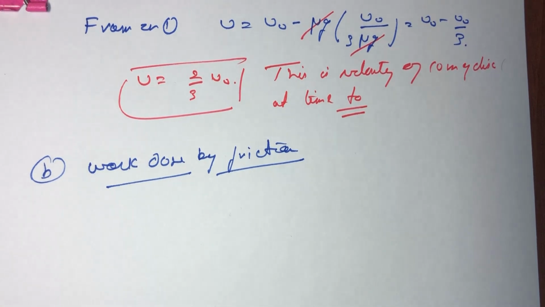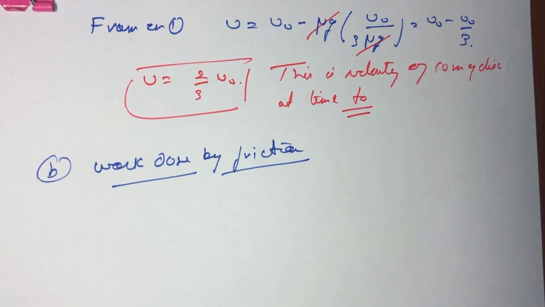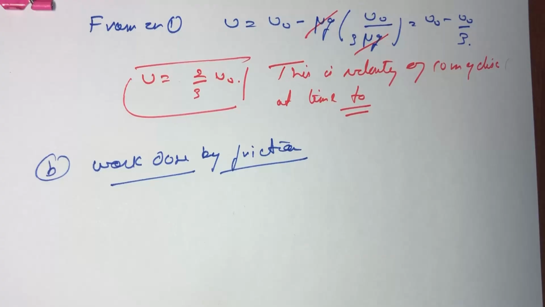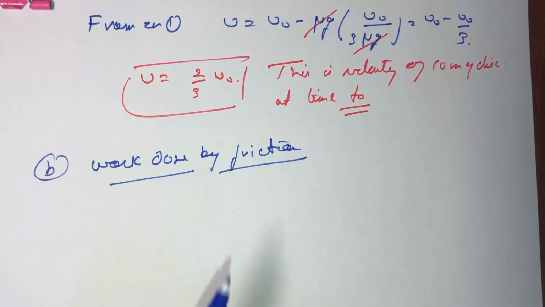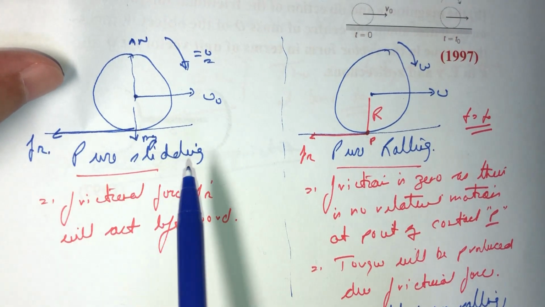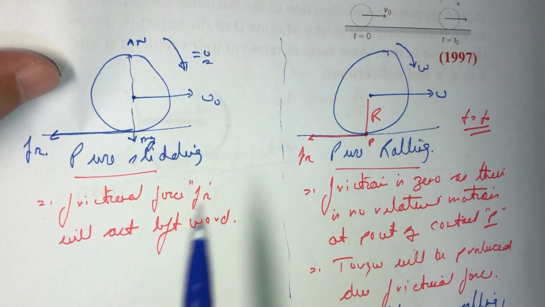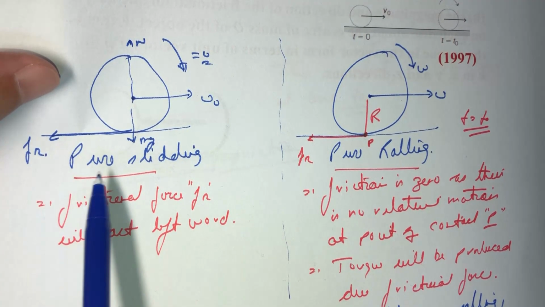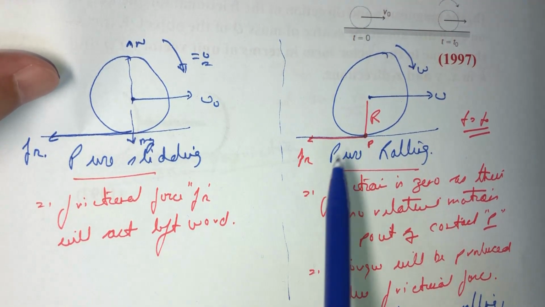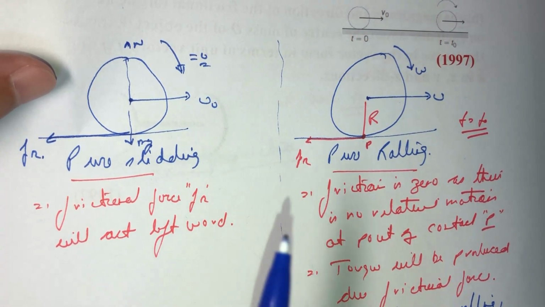So we can say work done by the friction up to time t equal to t naught. Now here, friction, in sliding as well as rolling, is present in both cases. The way it acts is different. In sliding, the friction is acting as a retarding motion, whereas in rolling, the friction is producing our angular acceleration. So the way the friction is acting is different.